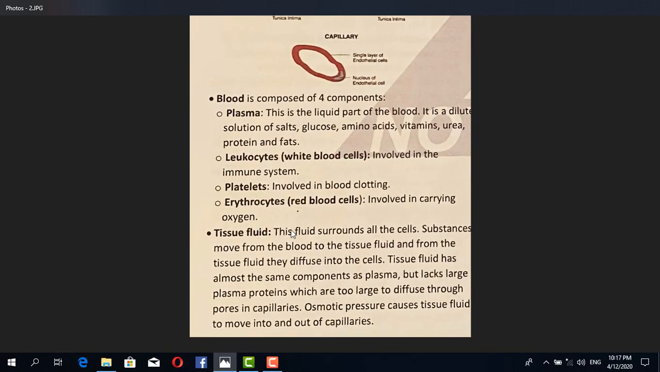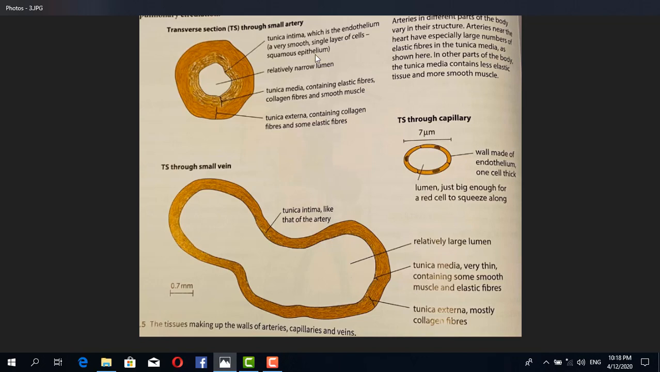The tissue fluid is the fluid that surrounds all the cells. Substances move from the blood to the tissue fluid, and from the tissue fluid they diffuse into the cells. It has almost the same components as plasma, but it doesn't have large plasma proteins because they are too large to diffuse through the capillaries. And this is a transverse section through a small artery, and this one is through a vein, as you can notice the difference between them.